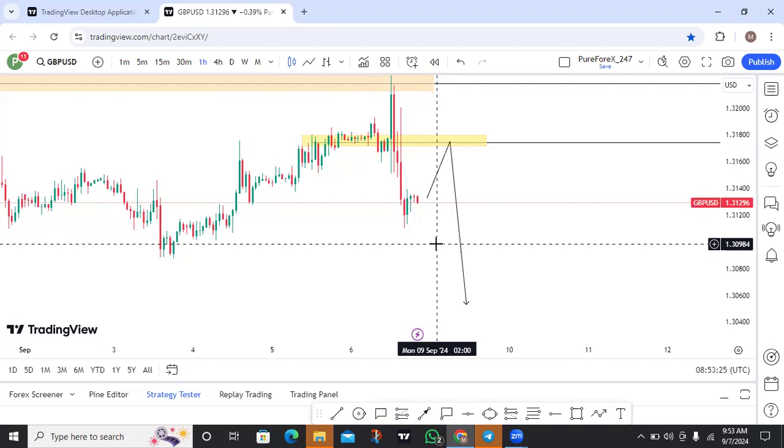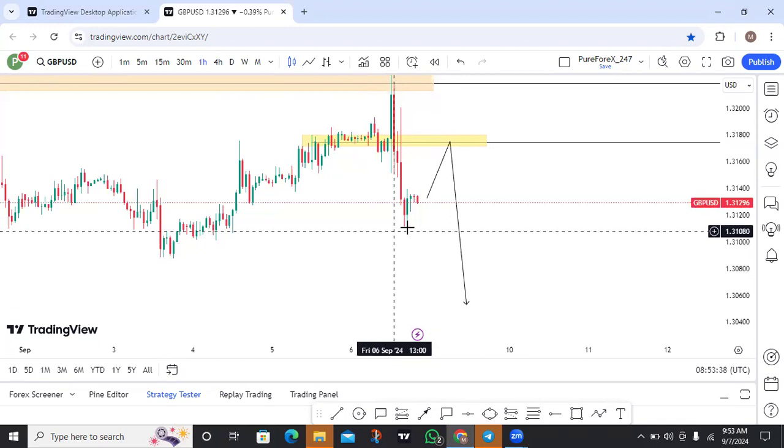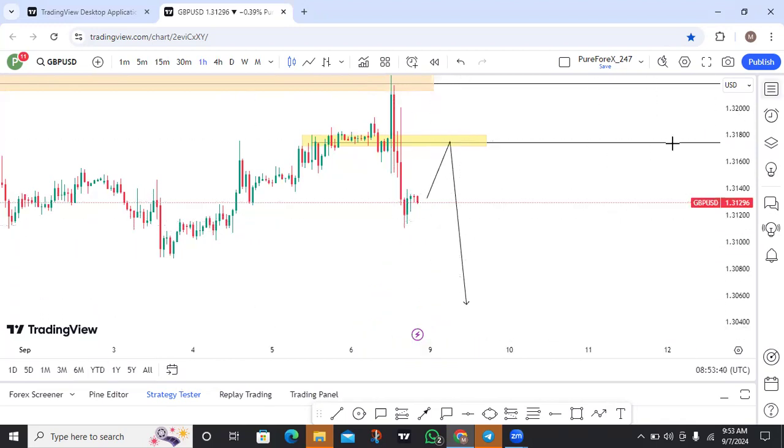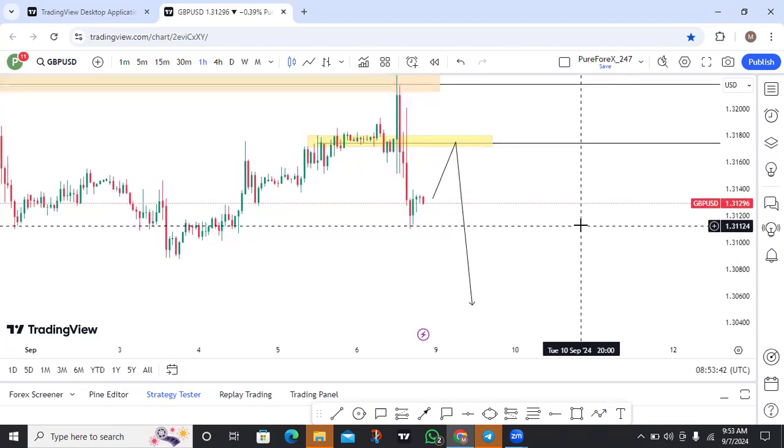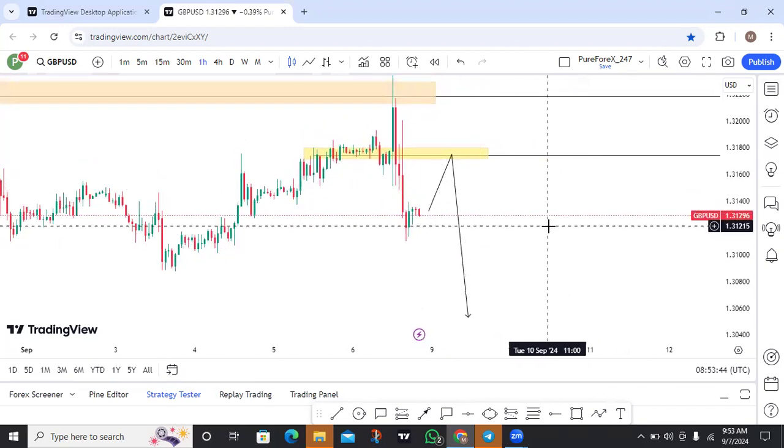No matter how beautiful the setup is, always go with a calculated risk, right? So do not just be entering the market without risk. Always go with the risk, because we are not in control of the market, right? So now, we are done with GBPUSD. This is the expectation next week.